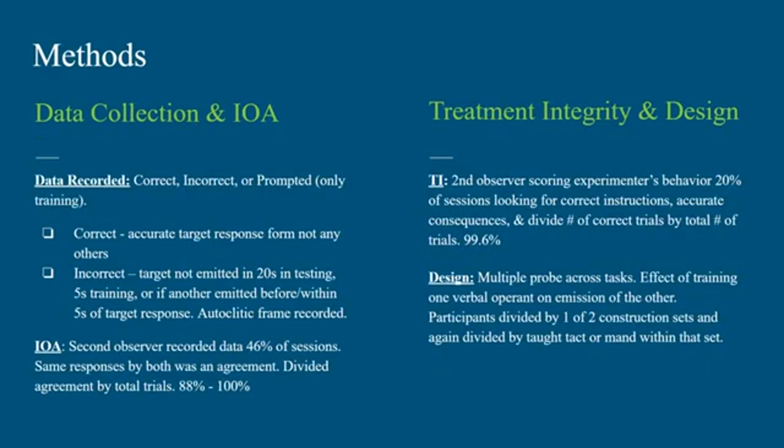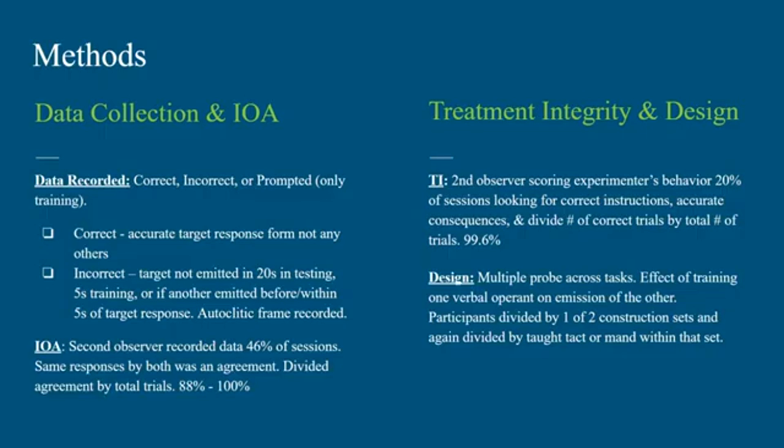Again, data collection was correct or incorrect responses. A correct response would be the accurate target response form and not any others, which was the made-up word. Incorrect would be anything else, or if the target was not emitted in 20 seconds in testing, or if another was emitted within 5 seconds of the target response. And again, the autoclitic, if it was used, was recorded.